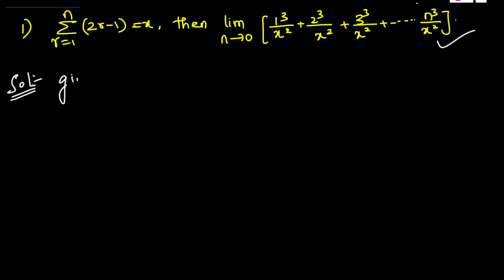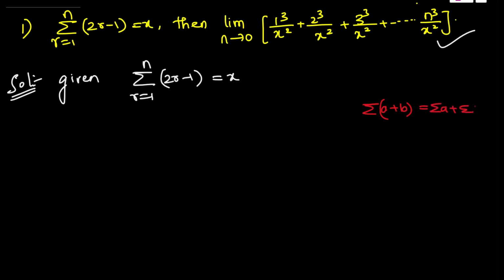So first of all, I'll try to check what is the given statement here. It is given that the summation of r equals 1 to n of (2r minus 1) must be equal to x. So first I'll try to rewrite this function. As we know from the properties of a summation, the summation of a plus b is the same as summation a plus summation b. Agree? So the same property I'll be applying here.